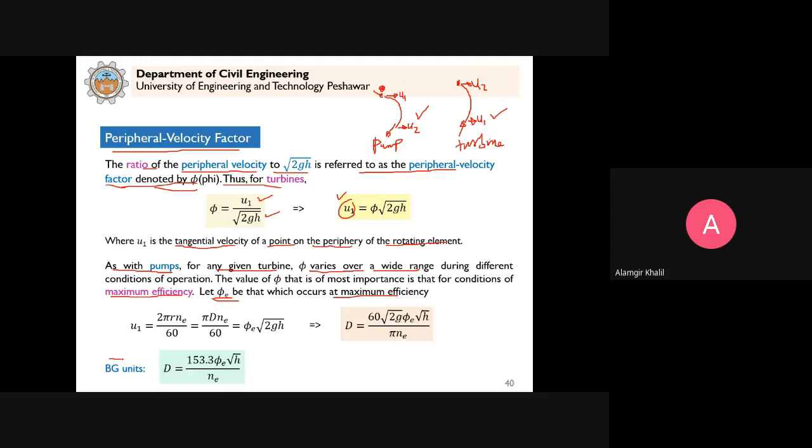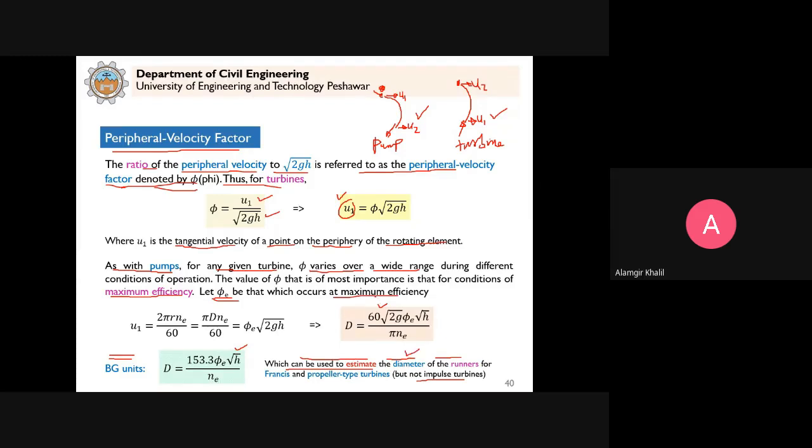In the British gravitational system, this is the equation. Same equations that we developed for pumps, but the difference is there it was U2, and now for a turbine it is U1. So this equation can be used to estimate the diameter of the runner for Francis and propeller turbines, but not impulse turbines. So this equation we can use to estimate the diameter.